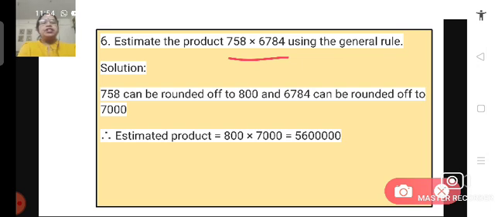So 758 can be rounded off to 800 and 6,784 can be rounded off to 7,000. Now to get the estimated product, we multiply 800 and 7,000. When we multiply these numbers, what do we get? We get 56 lakhs as the number. So the estimated product of 758 and 6,784 is 56 lakhs.